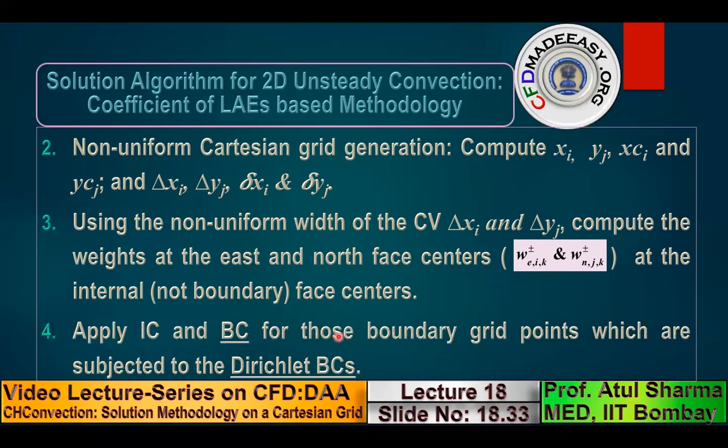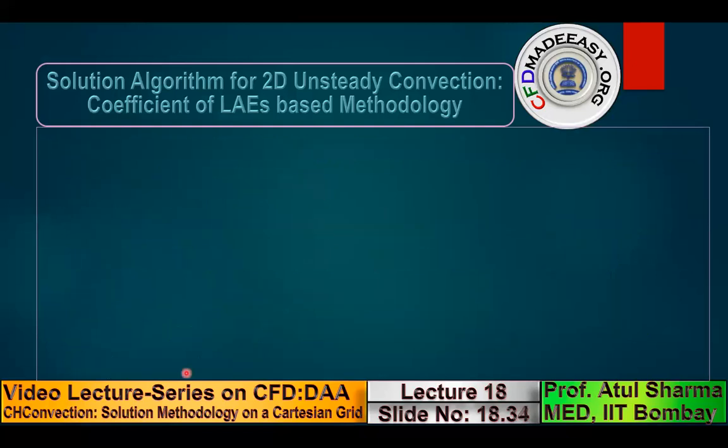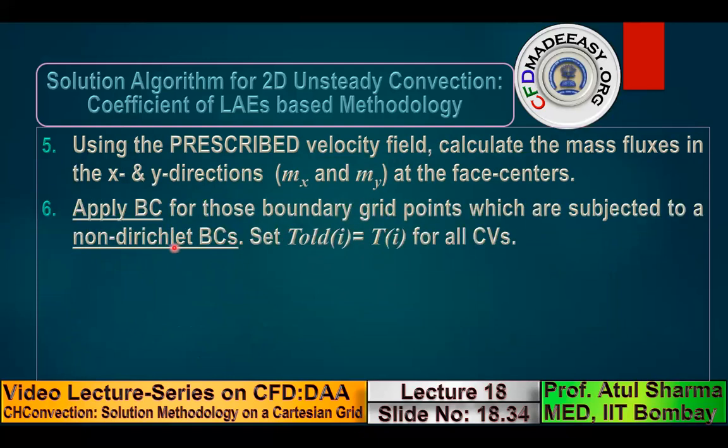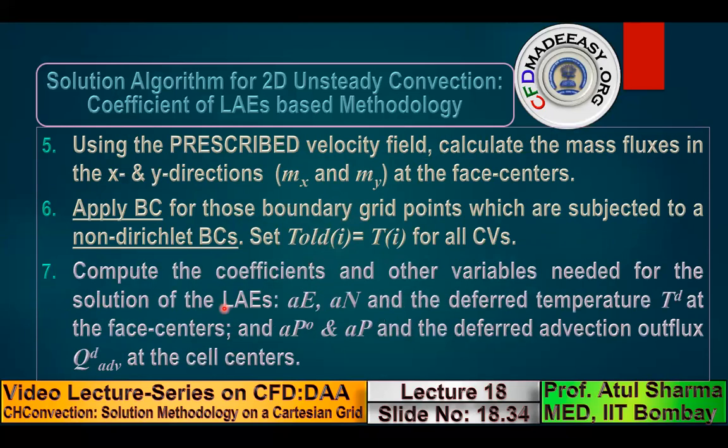Apply initial condition and boundary condition for those boundary grid points which are subjected to Dirichlet boundary condition. Use the prescribed velocity field to calculate the mass fluxes in the x and y direction at the face center. Then you apply the boundary condition for those boundary grid points which are subjected to non-Dirichlet boundary condition and set T old equal to Ti for all control volumes.